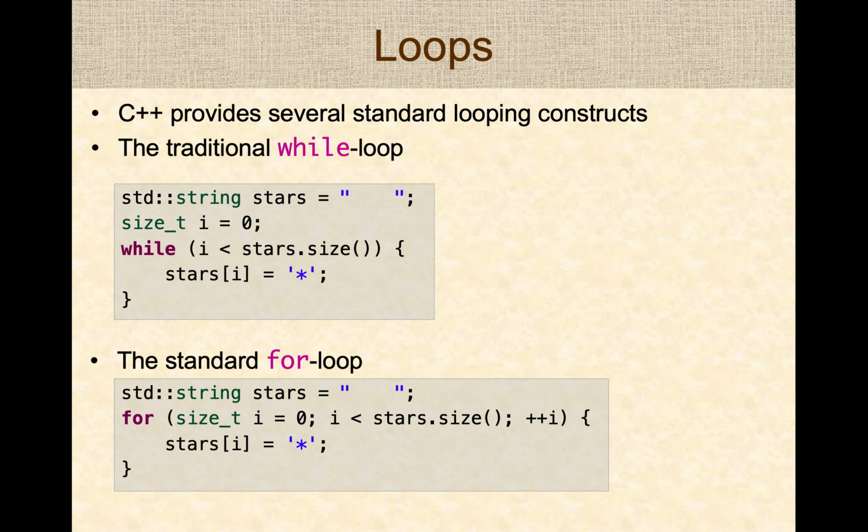Oftentimes, you'll also use a standard for loop where it iterates over a fixed range of values. So the for loop basically has the construct where you define the control variable in the for loop, you specify the condition, and then you increment the loop variable as shown in this example.